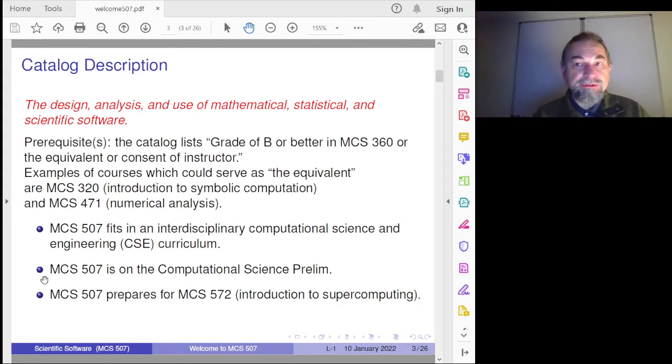The first bullet point here is that MCS 507 would fit into an interdisciplinary computational science and engineering curriculum. So if you are any scientist or engineer in our College of Science or in the engineering department and you really need software, then this course would also be very good for you. Supercomputing is very important, and I think there will also be something about parallel computing in this course.